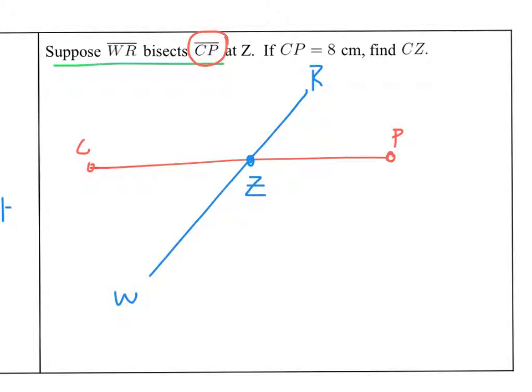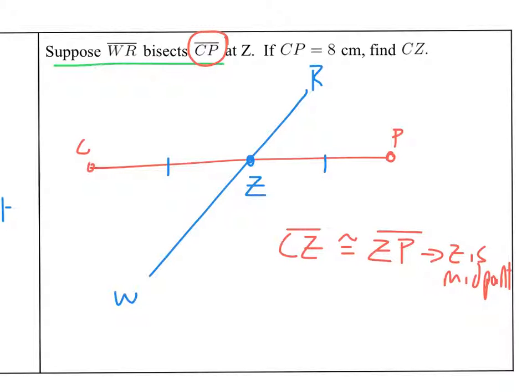So that means that the bisected one is cut in half. We don't know anything about WR, so I'm not going to put any points or labels on there. But I will say that CZ, the segment, is congruent to ZP, the segment. And I will say that this is because Z is the midpoint. And this time, we're not given a half of this, we're given CP, that whole thing. So that's kind of interesting.